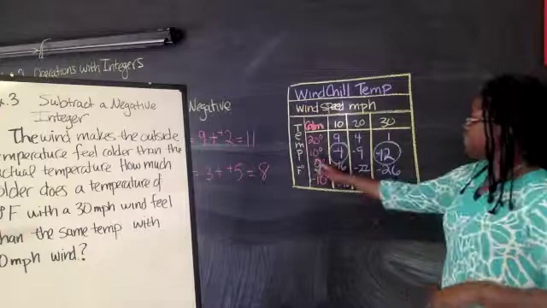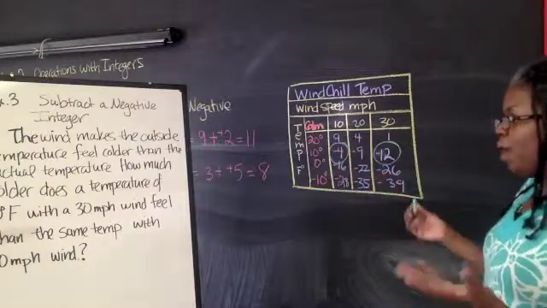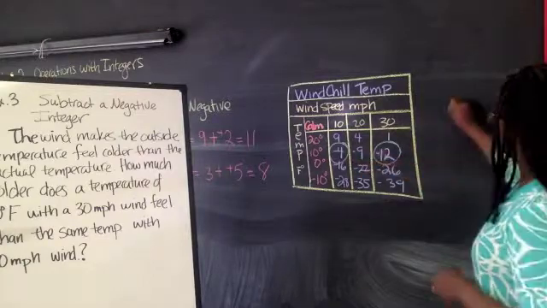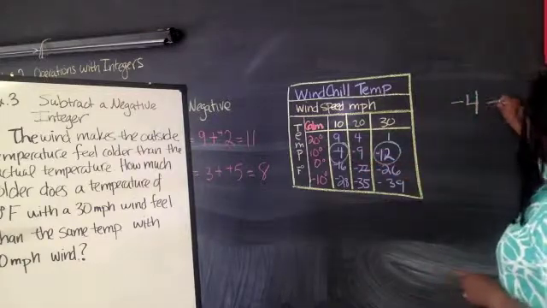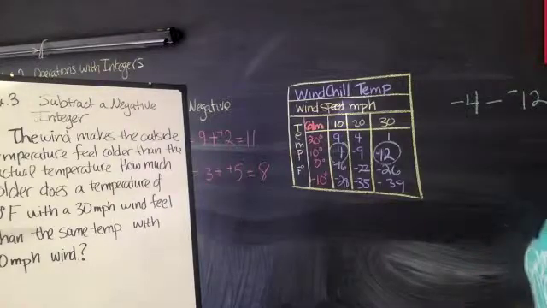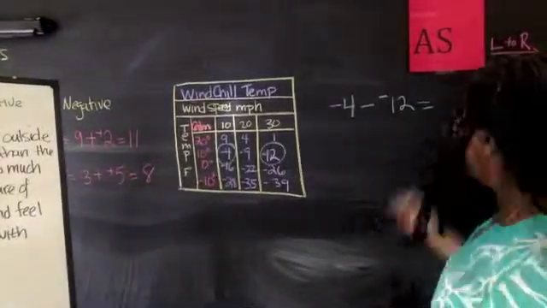And so what we need to do is calculate the difference in temperature. That's all we're doing. We're calculating the difference. So here we have negative 4 minus a negative 12. How do we handle problems like this? Let me turn this around a little bit. How do we handle problems like this?